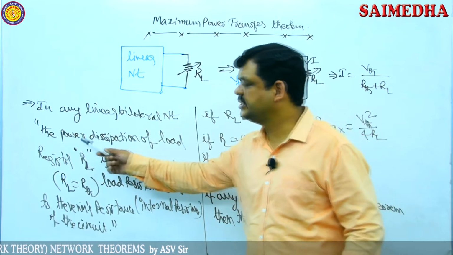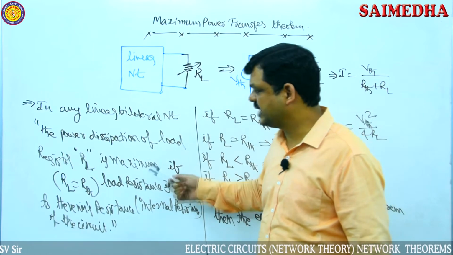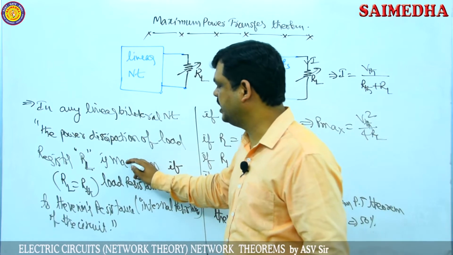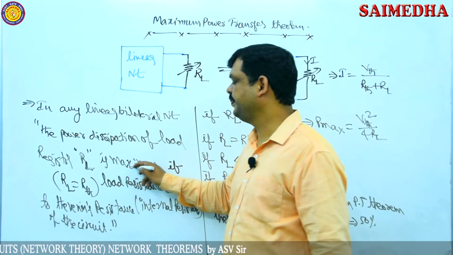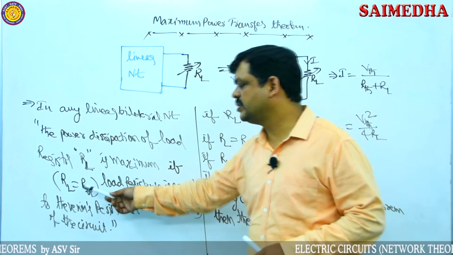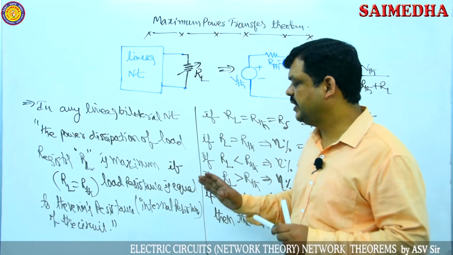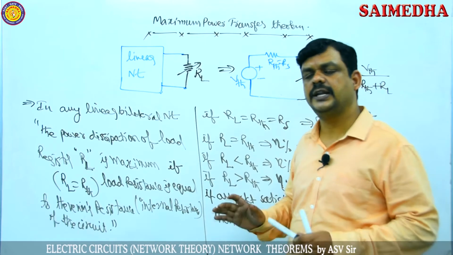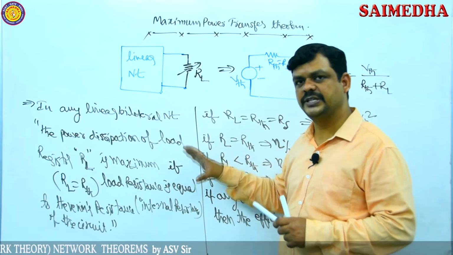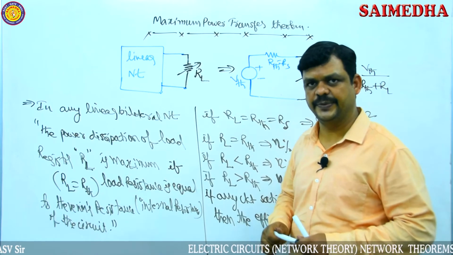So here, just note this statement: the power dissipation of the load resistor RL is maximum if RL is equal to R Thevenin. RL equal to R Thevenin is nothing but load resistance equal to Thevenin's resistance or internal resistance of the circuit. If you want to note down these points, just pause this video and note down the points and later watch the video.